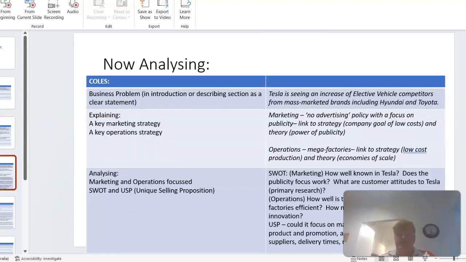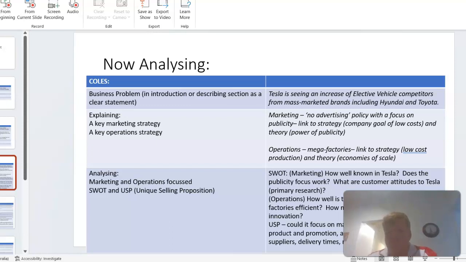Now we come to the analyzing, which is in this case a SWOT, strengths, weaknesses, opportunities, threats, and a USP, unique selling proposition. And we want it to be marketing and operations focused. So we want there to be a lot of points in this SWOT and USP around the marketing. It might be things like price, might be things like customer satisfaction. How well is the brand known? We talked a lot about brands.